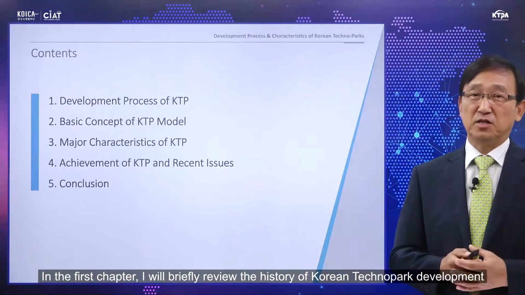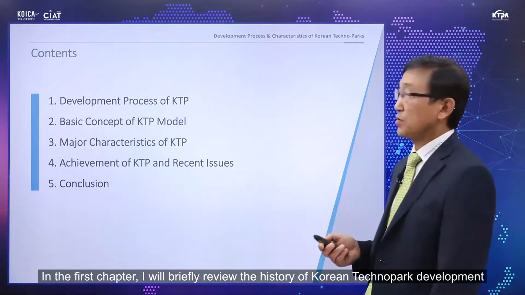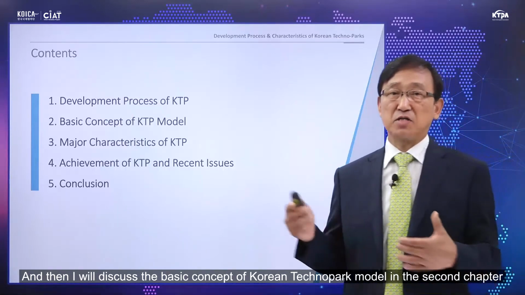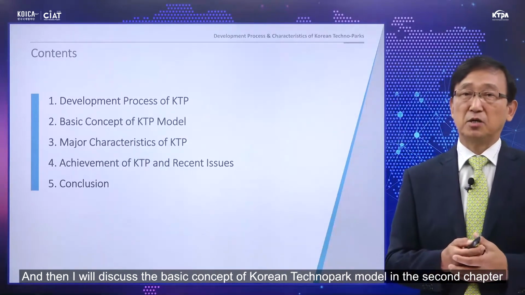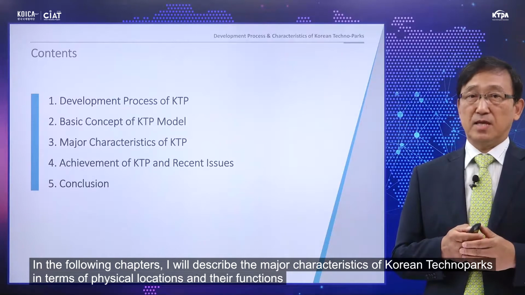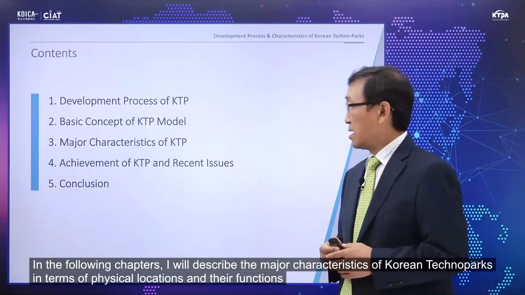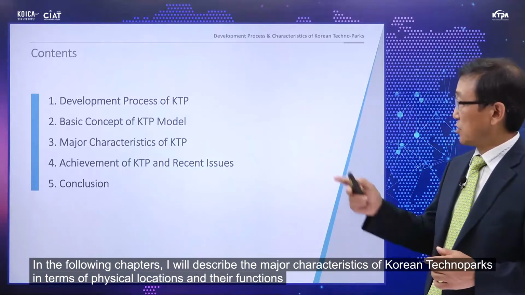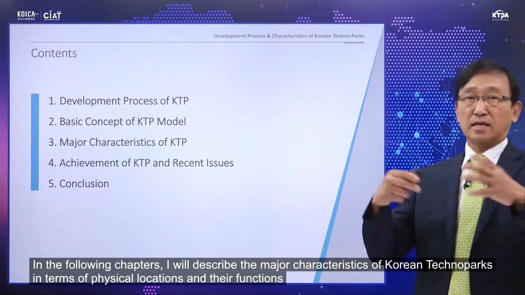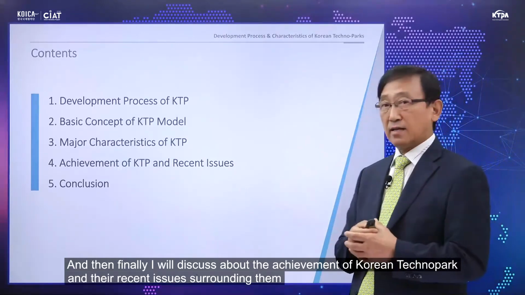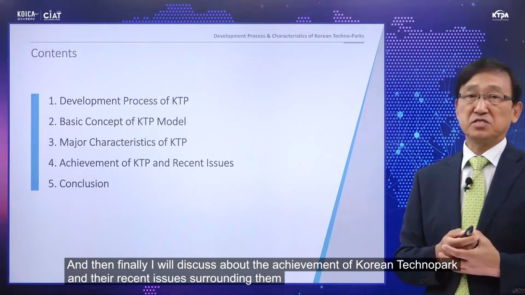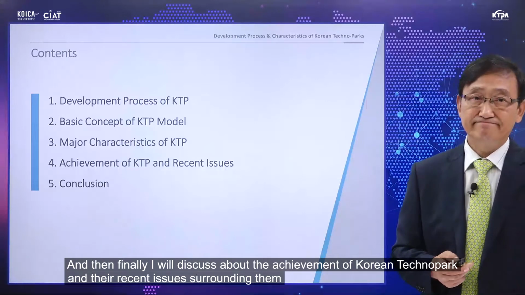In the first chapter, I will briefly review the history of Korea Technopark development, and then I will discuss the basic concept of the Korea Technopark model in the second chapter. In the following chapters, I will describe the major characteristics of Korea Technoparks in terms of physical location and their functions. And then finally, I will discuss the achievements of Korea Technoparks and the recent issues surrounding them.